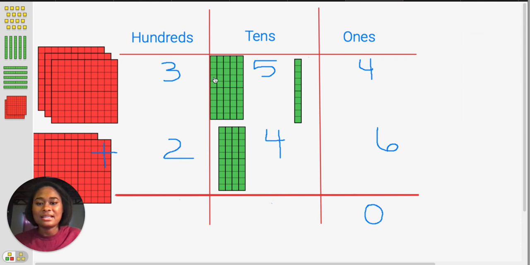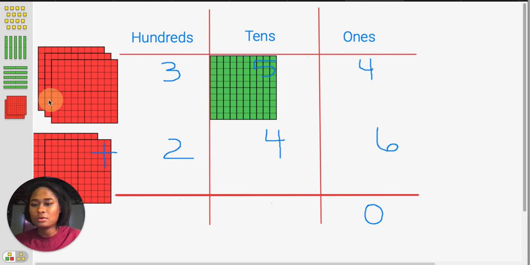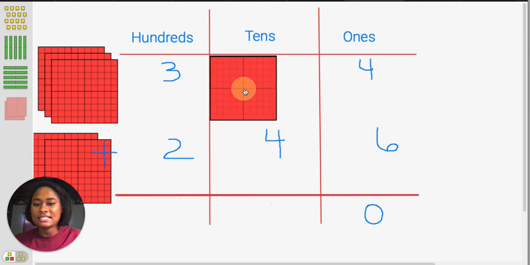Now I'm going to add my tens. 1, 2, 3, 4, 5, 6, 7, 8, 9, 10. 10 tens is the same as 100. So I'm going to replace the tens with a 100 flat. You'll see that 10 rods is the same as 100 flat. So I'll place that over and I'm going to bring over the 100 that I've made in the tens place over to the hundreds place where it belongs.